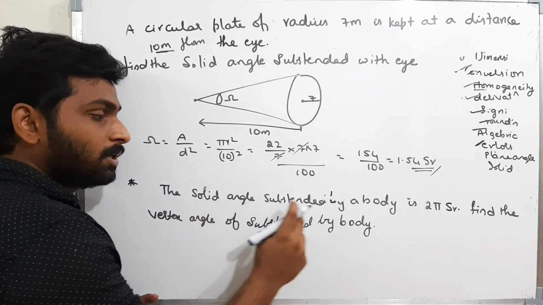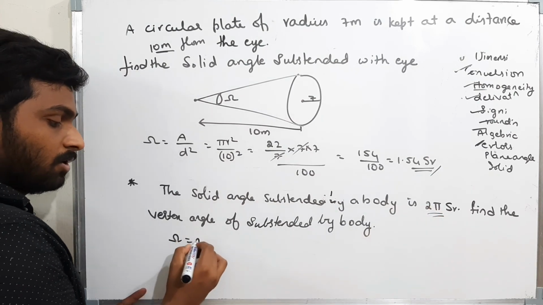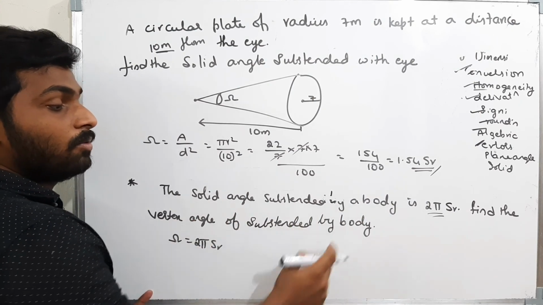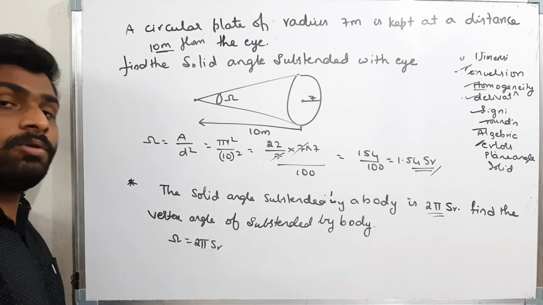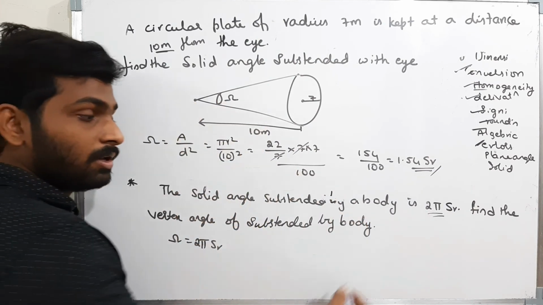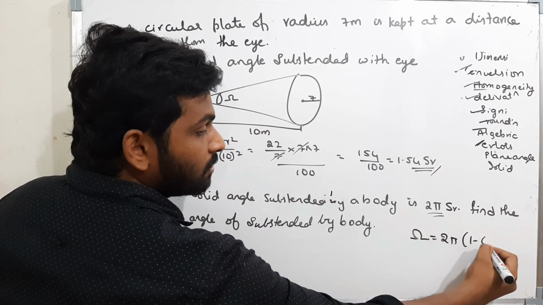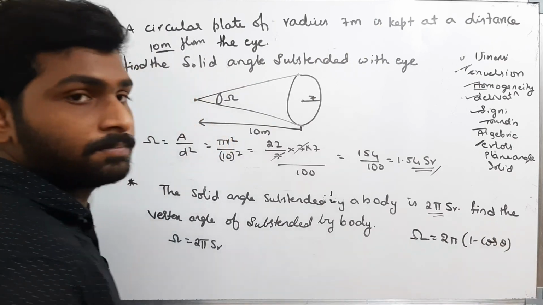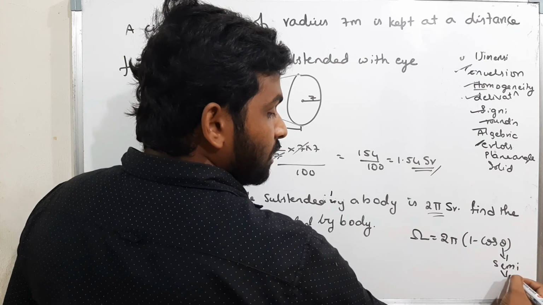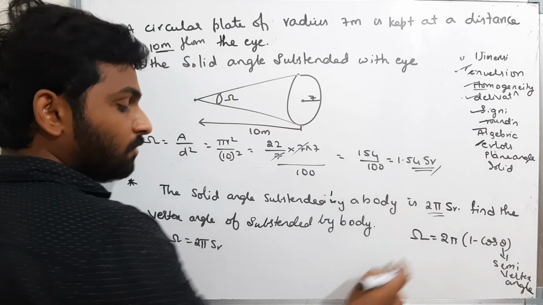The solid angle subtended by a body is 2 pi steradian. They gave the solid angle as 2 pi steradian. Find the vertex angle subtended by the body. Now, if I want to find the relation between the plane angle and the solid angle, the solid angle is given by the formula 2 pi into 1 minus cos theta, where theta is the semi-vertex angle.